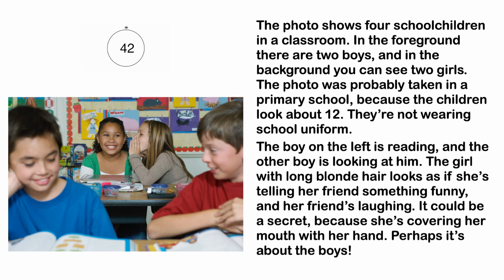The photo shows 4 school children in a classroom. In the foreground there are 2 boys, and in the background you can see 2 girls. The photo was probably taken in a primary school because the children look about 12. They're not wearing school uniform. The boy on the left is reading and the other boy is looking at him. The girl with long blonde hair looks as if she's telling her friend something funny and her friend's laughing. It could be a secret because she's covering her mouth with her hand. Perhaps it's about the boys.